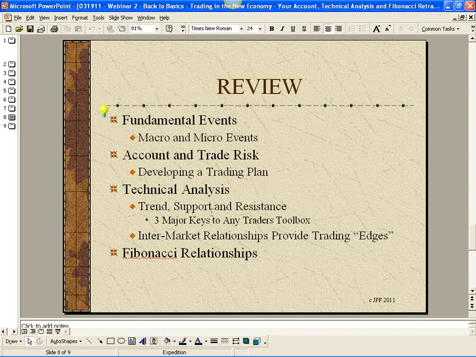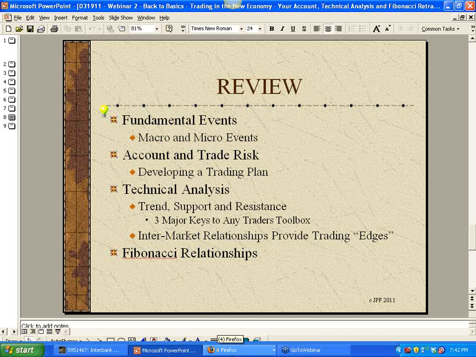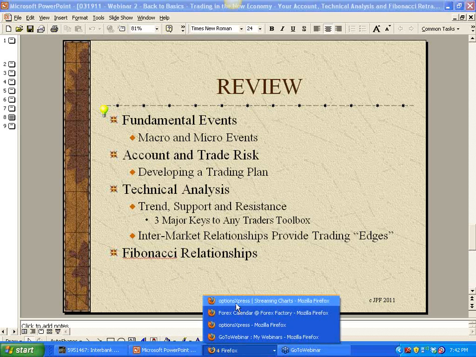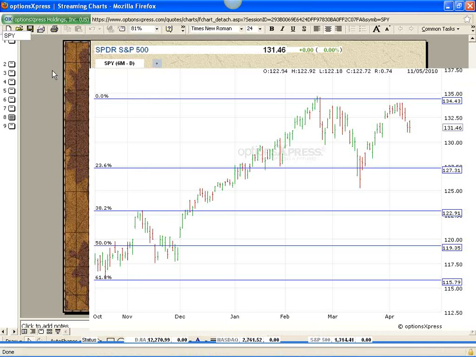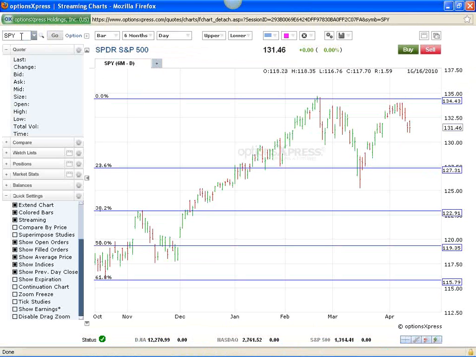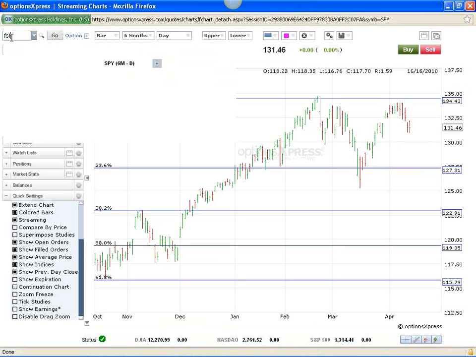Technical analysis, we talked about the 3 keys: trend, support, and resistance. We obviously have focused a lot on intermarket relationships, providing trading edges, and then Fibonacci relationships. And actually, there's a really good example of Fibonacci relationships. I focus on the energy sector and alternative energy sector, so let me just show you one that was really, really helpful when I was using those Fibonaccis. We're going to look at FSLR, First Solar.